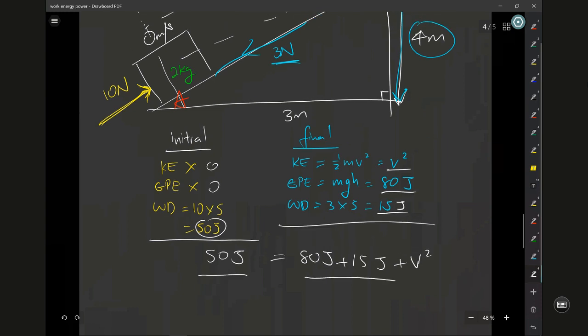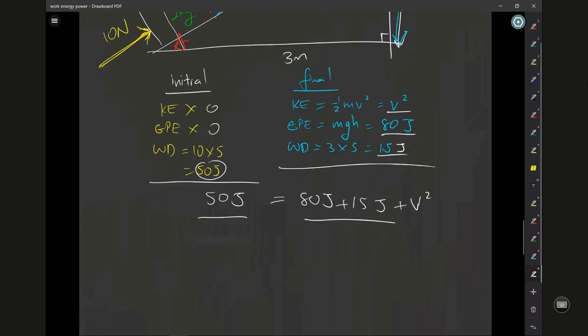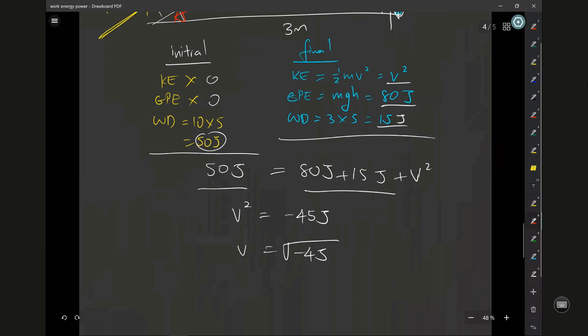The math will not tally anymore, because what you have eventually will be v squared equals negative 45 joules. And we know that in secondary school you can't square root a negative number. Even if you square root, v is a complex number, which at this point of time doesn't make any sense. Okay, so this has issues.